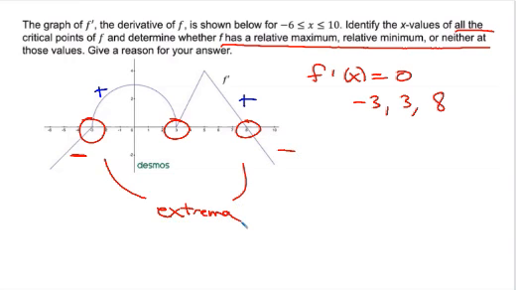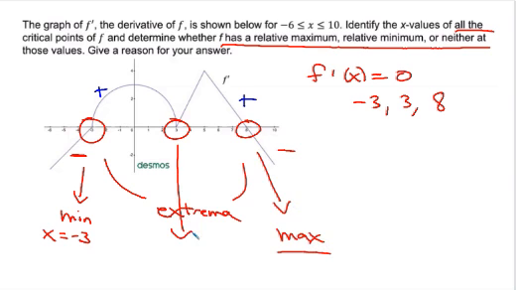All right? And when I change from a negative to a positive, that has to be a minimum. So x equals -3 is a minimum location. Here, we're changing from a positive to a negative, so this is a maximum. And here, there's no sign change, so there's no extrema there. All right?